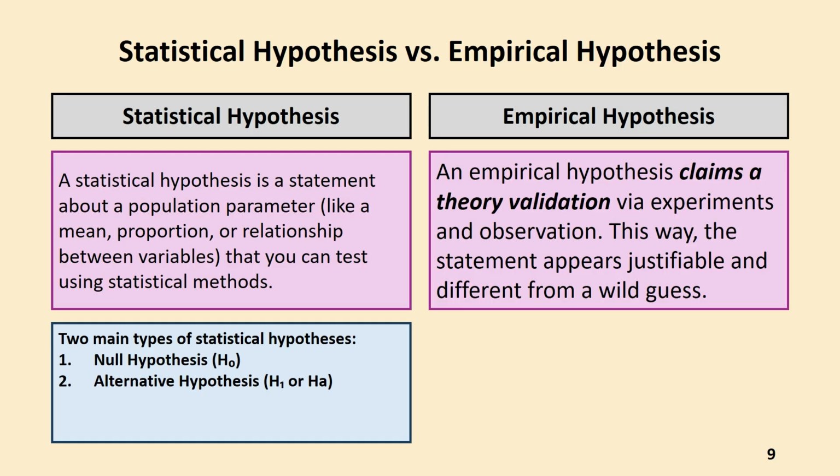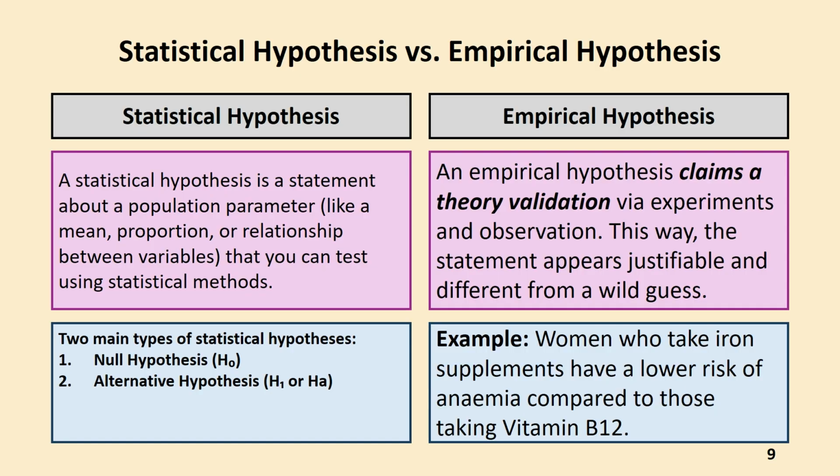Empirical hypothesis. An empirical hypothesis claims a theory validation via experiments and observation. This is why the statements appear justifiable and different from wild guesses. Example, women who take iron supplements have a lower risk of anemia compared to those taking vitamin B12.